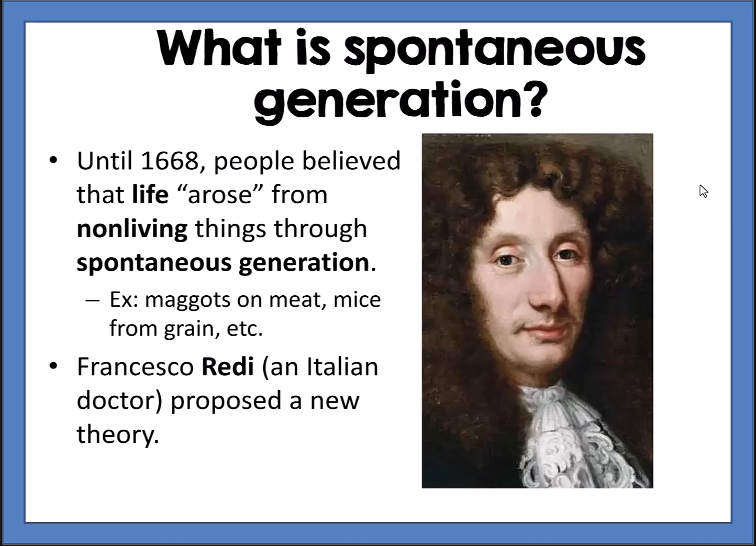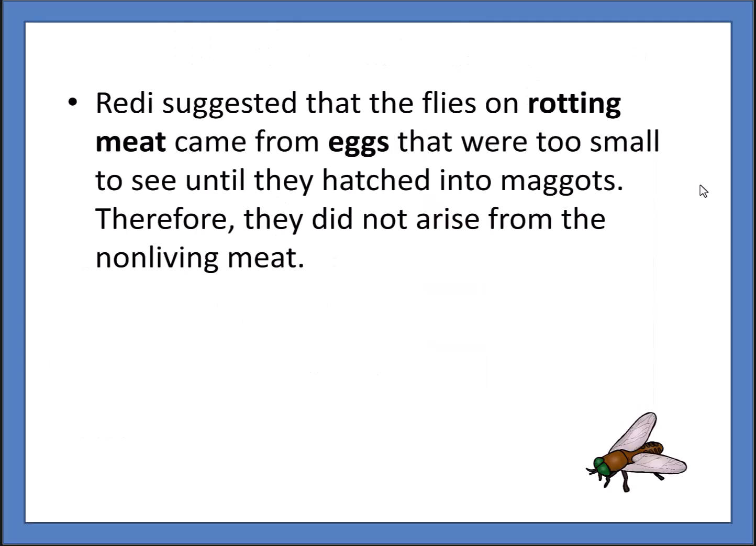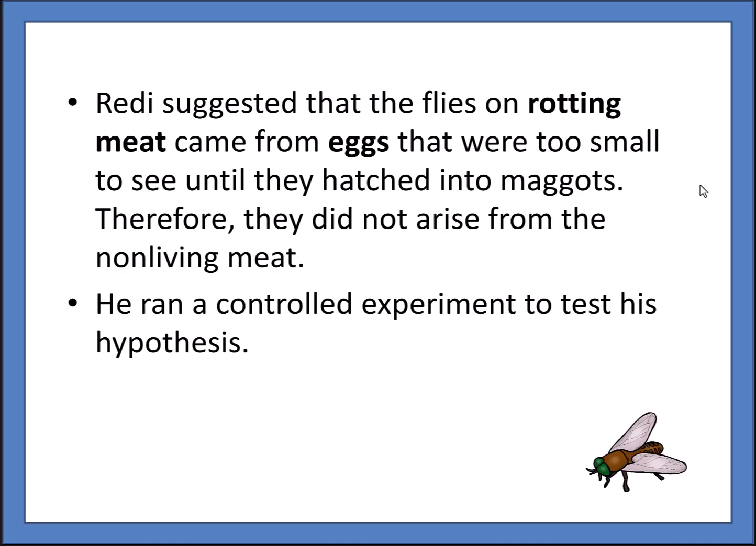Francesco Redi, an Italian doctor, proposed a new theory. Redi suggested that the flies on rotting meat came from eggs that were too small to see until they hatched into maggots. Therefore, they did not arise from the non-living meat. He ran a controlled experiment to test his hypothesis.